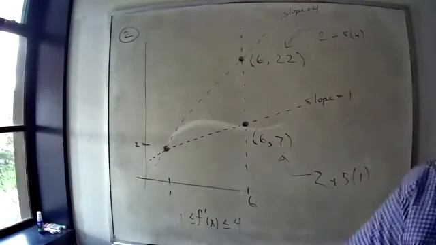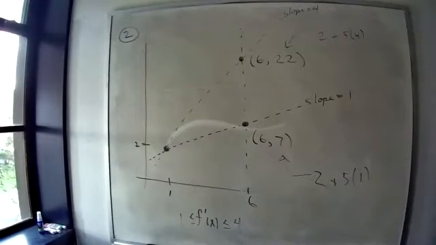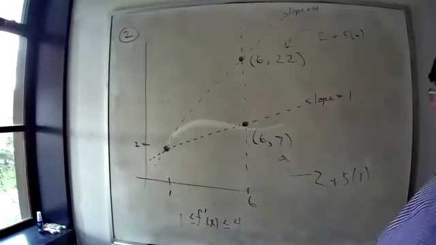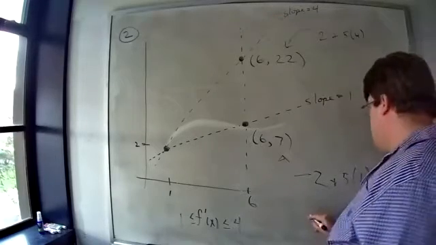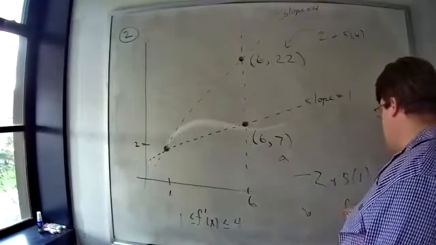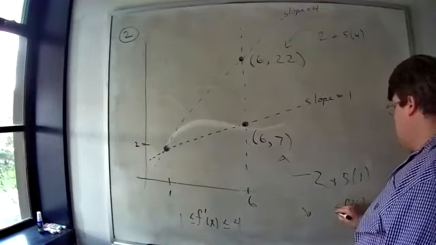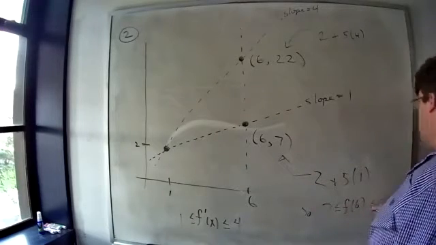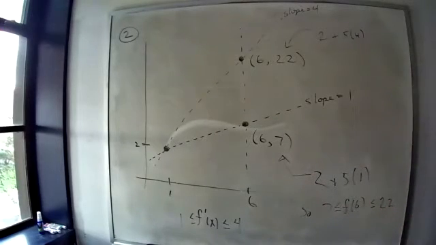So this gives us, I guess I should write a concluding sentence. It says what the maximum and minimum f of 6 can be. So I'll just say, f of 6 is greater than or equal to 7 and less than or equal to 22. Any questions about this one?